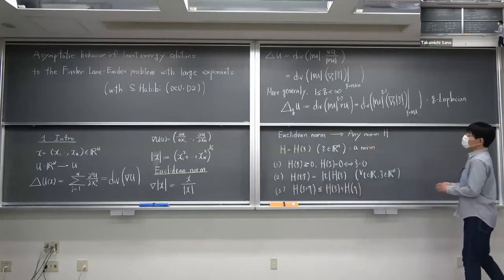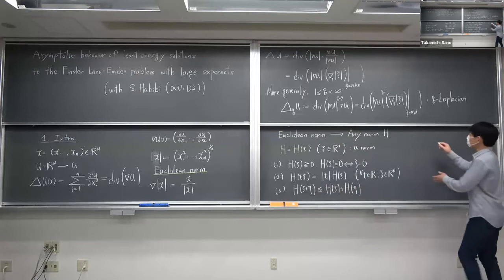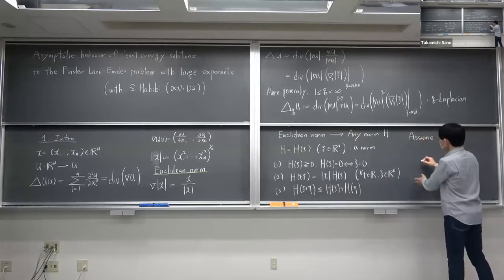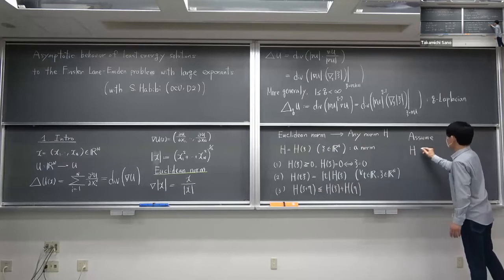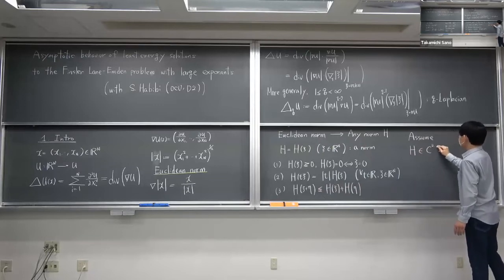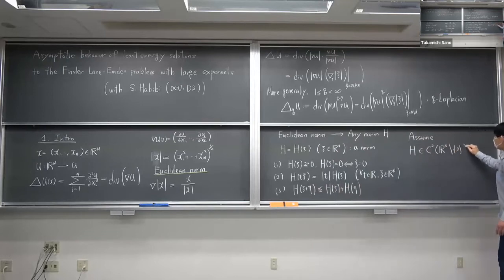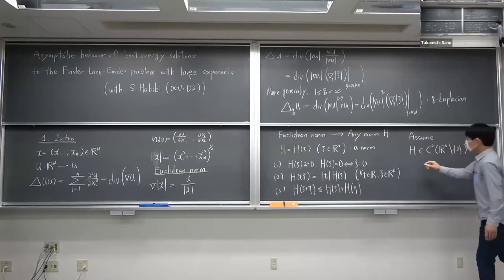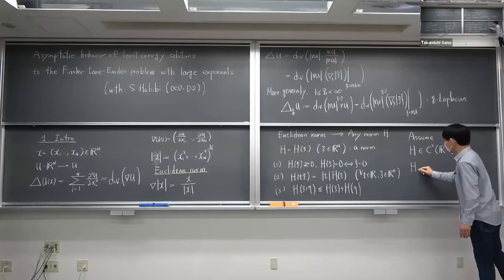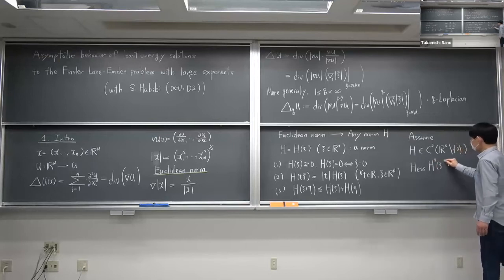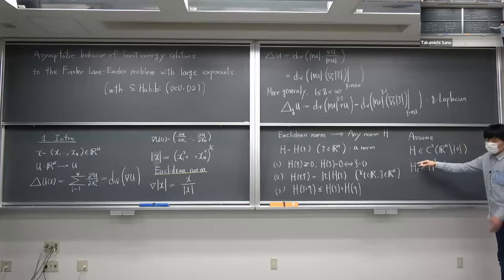And also, moreover, we assume some regularity: we assume that H is C² on R^n minus the origin, and also convexity. Convexity means that the Hessian of H², which is a symmetric matrix, is positive definite.